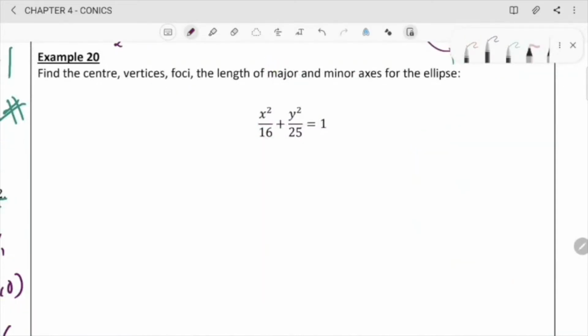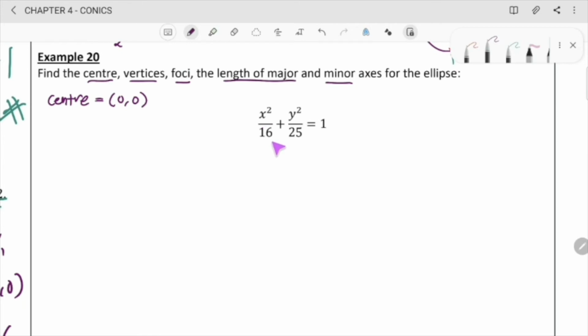Okay, next, example 20, we need to find the center, the vertices, the foci, the length of the major and minor axes. And we have the equation already. So first we find the center. As we know, there is no x minus or x plus anything, so that means we have h, k is 0, 0. Okay, and to find the vertices, we need to find the values of a and b, and for the foci, we need to find the value of c.